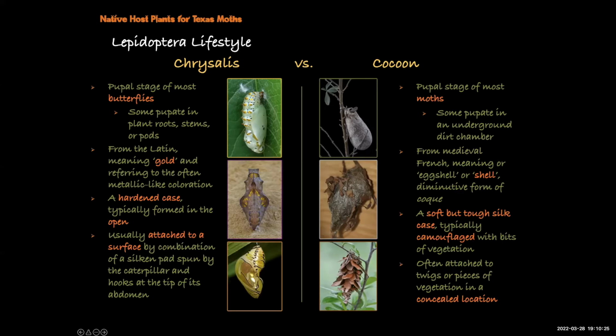The cocoon, on the other hand, is the pupal stage of most moths. However, some pupate in an underground dirt chamber, and we'll get to some examples of that later on. The word cocoon is from the medieval French, and it means eggshell, or really shortened to shell. It's a soft material, but it's quite a tough silken case, and it's typically camouflaged with bits of vegetation. It's often also attached to twigs or pieces of vegetation, and it's often in a concealed location, so they're usually a little harder to find.